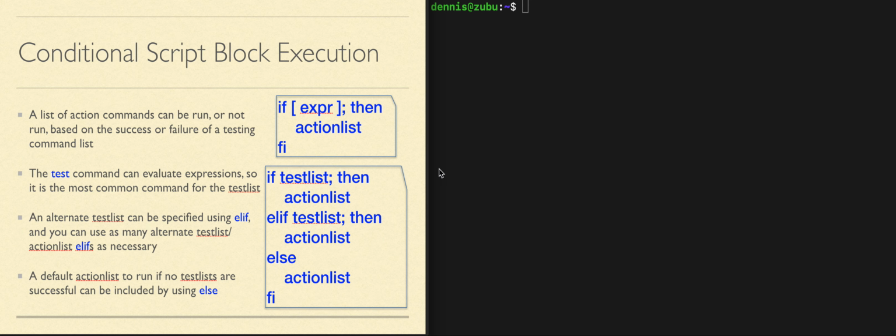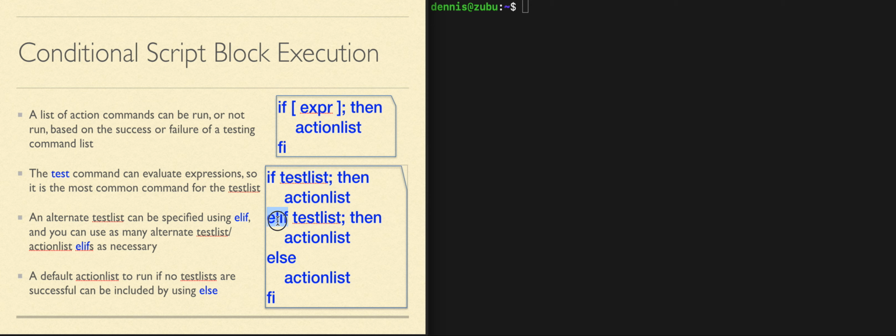The if command is fairly straightforward. We say if, we give some command to run. It can be a full command list. We finish it with a semicolon and put the word then. The list of commands, which can be one command or 1,000 commands, after the word then, are run if the test list commands were successful.